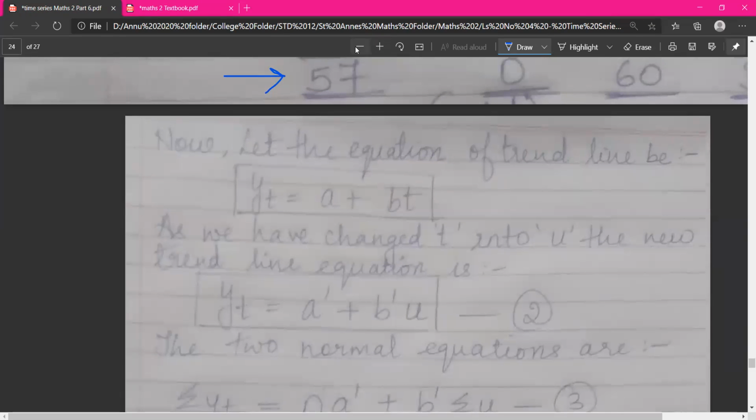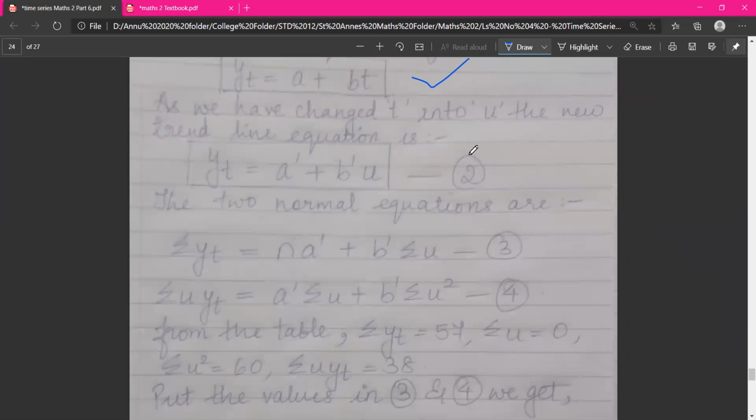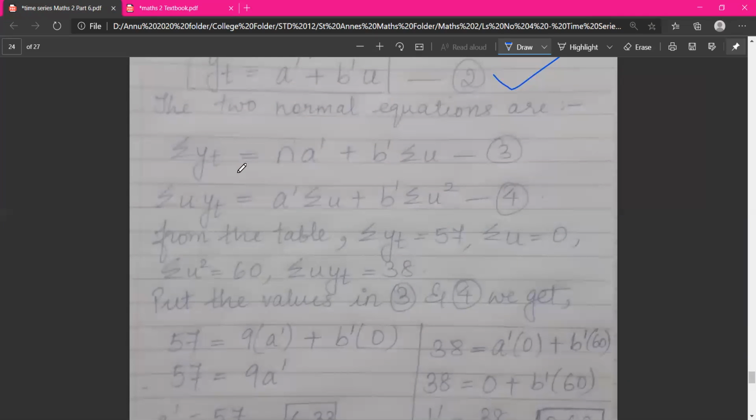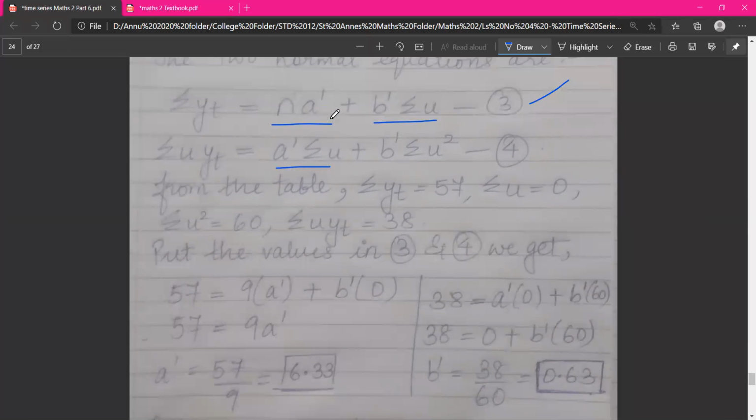So let the equation of the trend line be YT is equal to A plus BT, the original one. But we have changed T into U. So the new trend line equation becomes YT is equal to A dash plus B dash into U. So the two normal equations are: summation YT is equal to NA dash plus B dash into summation U. Name it as equation number 3. Summation U into YT is equal to A dash into summation U plus B dash into summation U square. Name it as equation number 4.